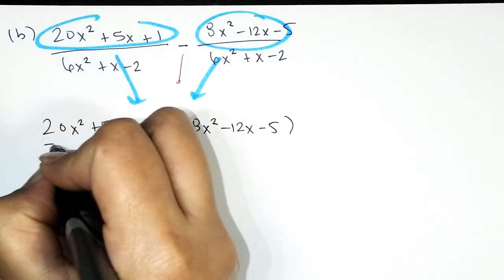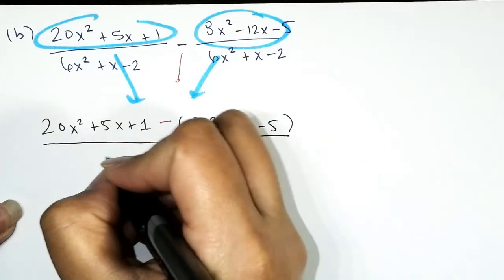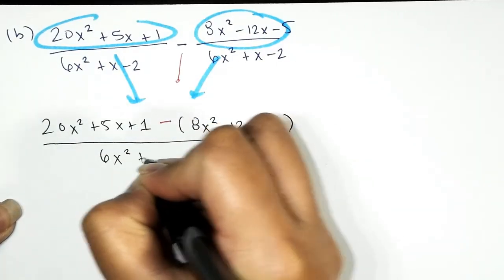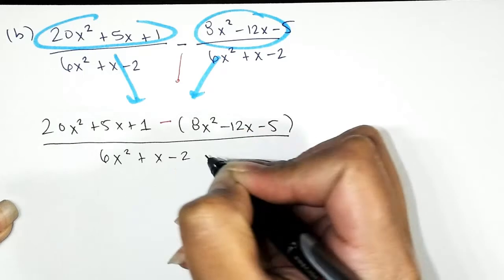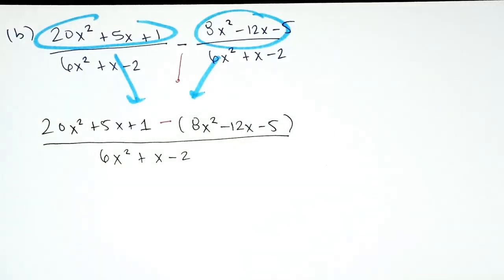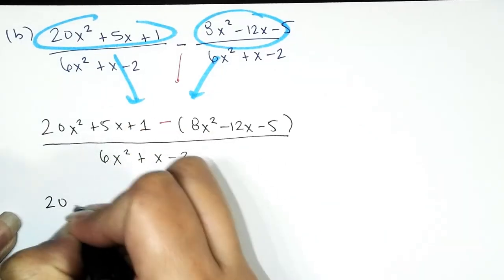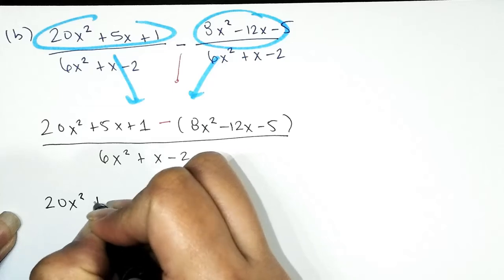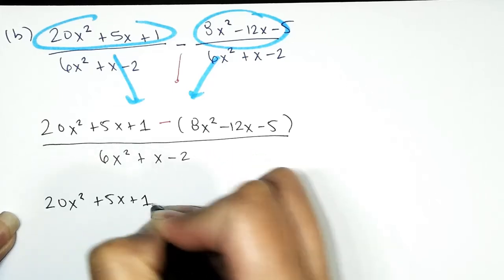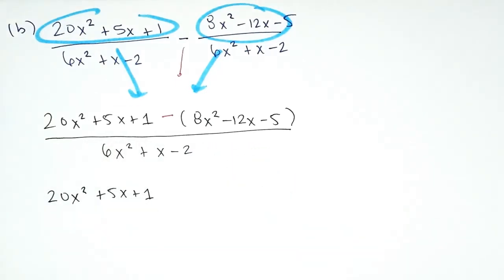Now we're going to take our time and write the difference over the common denominator, which is 6x squared plus x minus 2. Let's clean up the top and then ask ourselves, is this bad boy reduced? So we're going to copy the first three terms as is. So we have 20x squared plus 5x plus 1, and then you handle the subtraction sign however you like.